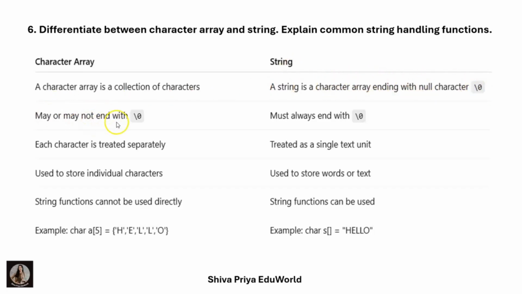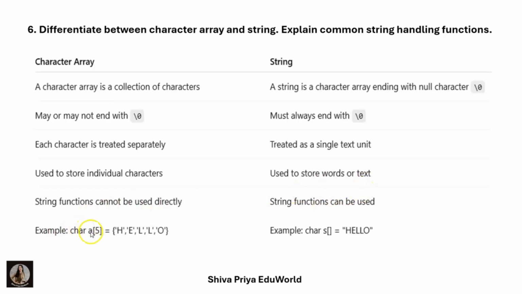A character array may or may not end with a null character, but a string must always end with a null character. In a character array, each character is treated separately, as a single unit. It is used to show the individual characters in the array. A string is used to show words or text. For a character array, string functions cannot be used directly. For a string, string functions can be used. Let us see the string functions in later questions.